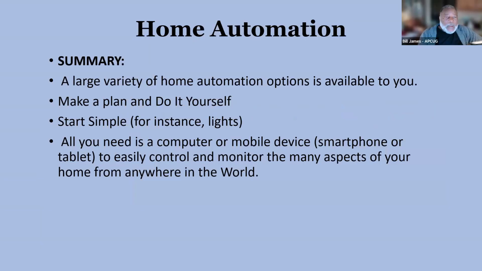So in summary, a large variety of home automation options are available. Make a plan and do it yourself. Start simple. For instance, lights is a very good start. And all you will need is a computer or mobile device, a smartphone or tablet, to control and monitor the many aspects of your home from anywhere in the world.